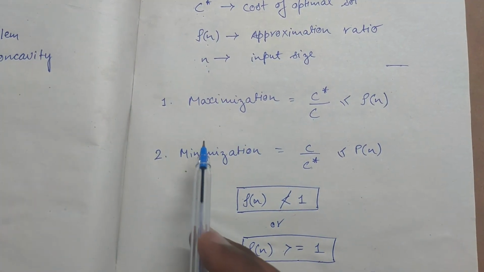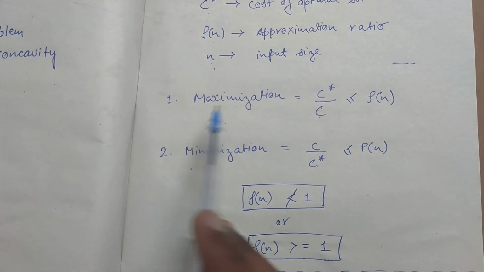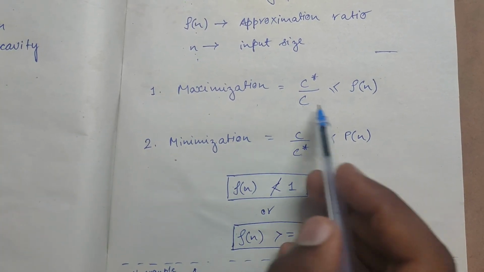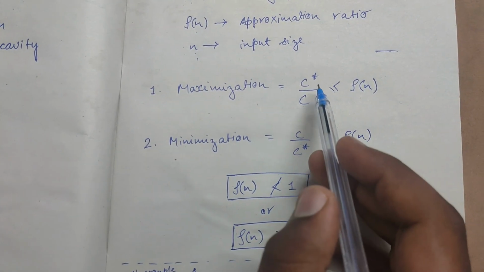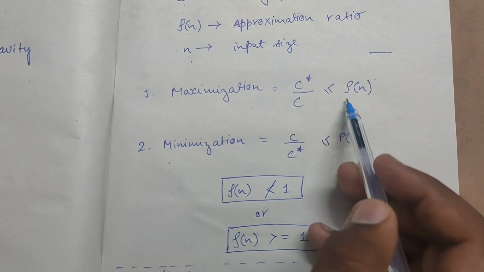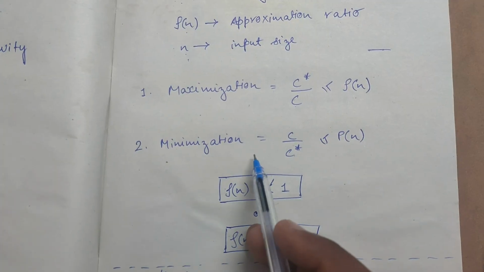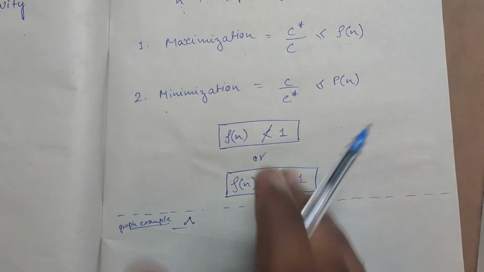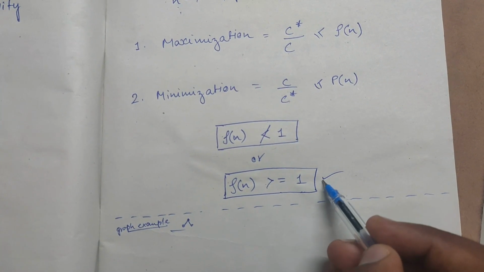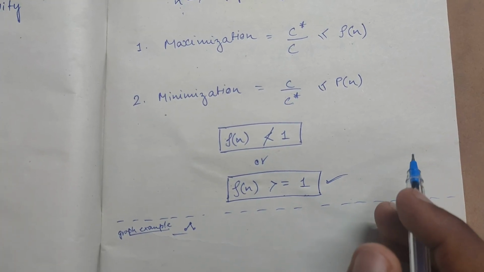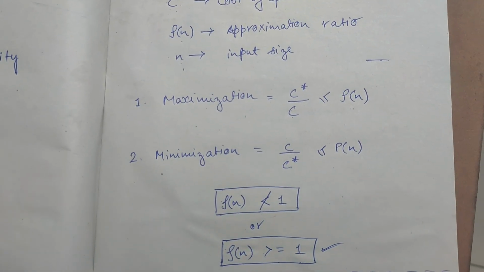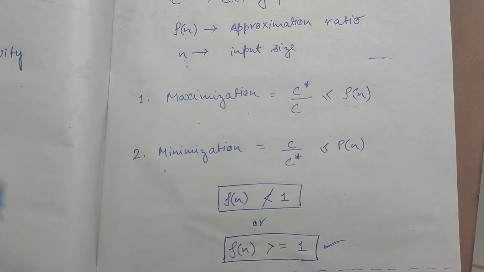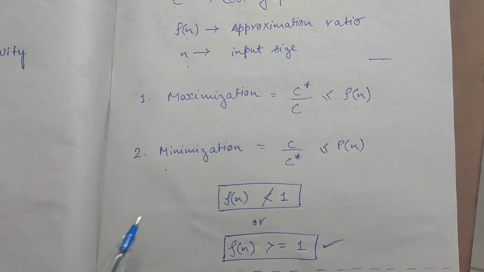In this approximation algorithm, we have two conditions. One is to maximize the solution and another is to minimize the solution. In maximization, we check whether the ratio of C star to C is less than or equal to rho n or not. And in the minimization condition, we check whether C by C star is less than or equal to rho n or not, where rho n should always be greater than or equal to 1. I'm sure this won't be much clear, but if I explain it with an example, then it would be much clearer.